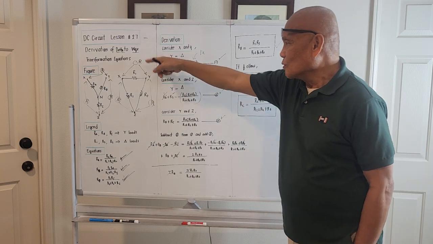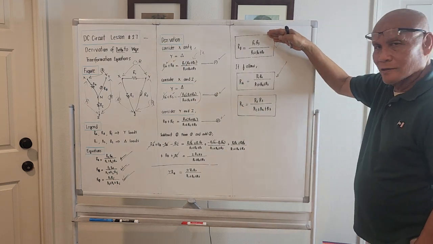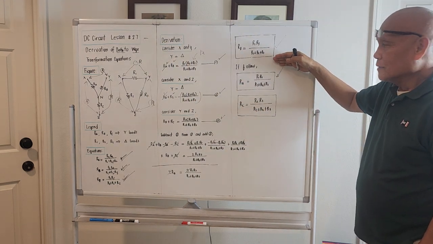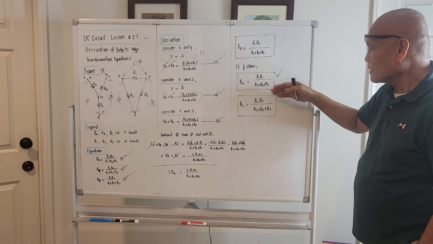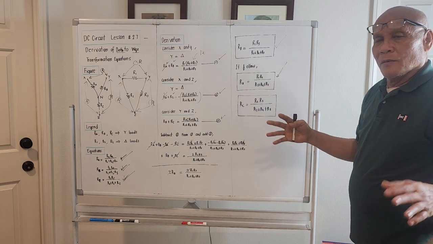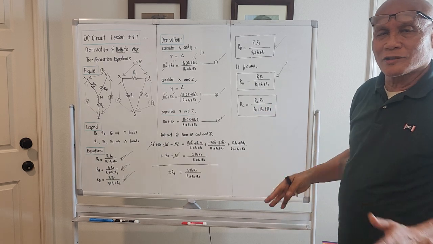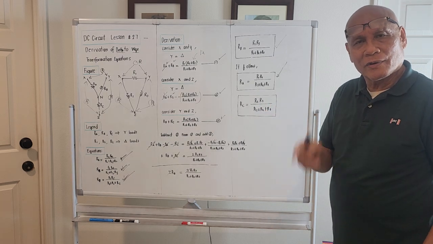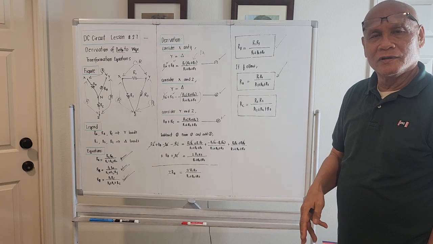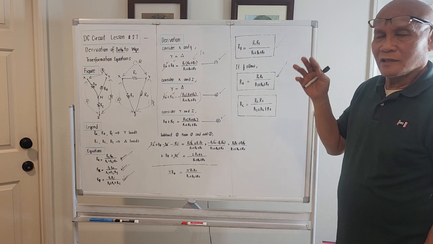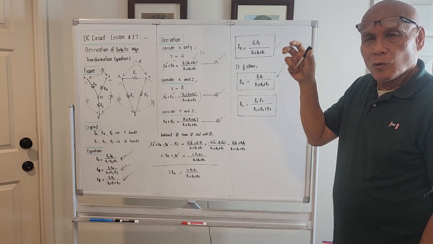For delta to Y, it should be the product of the adjacent over the summation. For the reverse of this, it's a different formula. That's why the next time around, I might bring out the derivation of the formulas, the transformation from Y to delta.